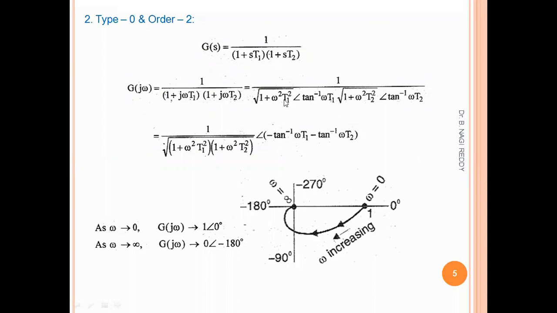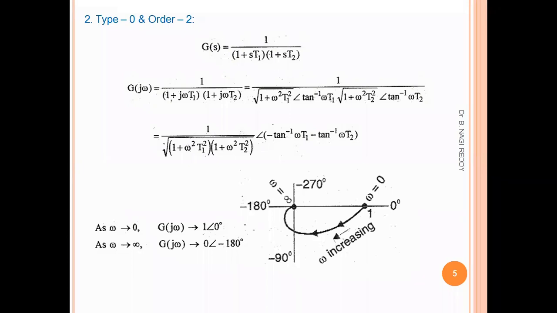And similarly, here the magnitudes will be multiplied because both are in multiplication. So the magnitudes will be multiplied and the final magnitude will be 1 by under root of (1 plus omega square T1 square) into (1 plus omega square T2 square). So this is the final magnitude of the given open loop transfer function, and this is the final angle for the given open loop transfer function.